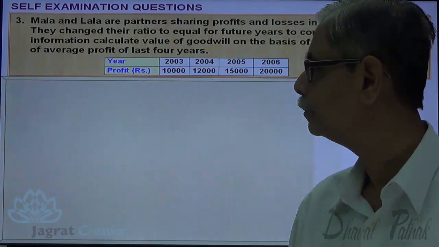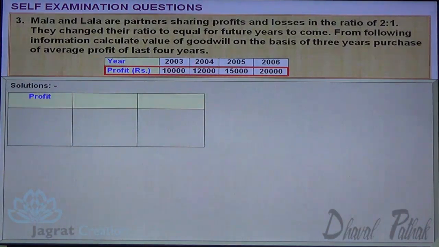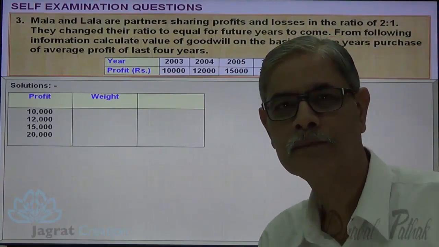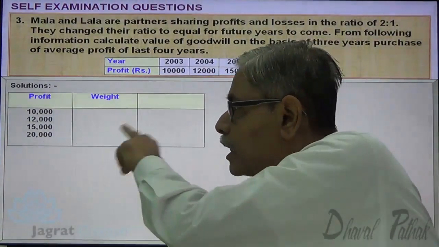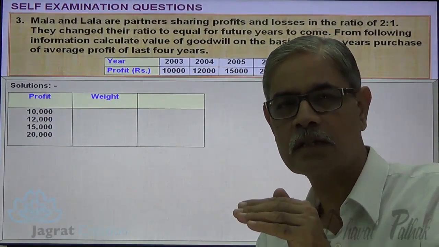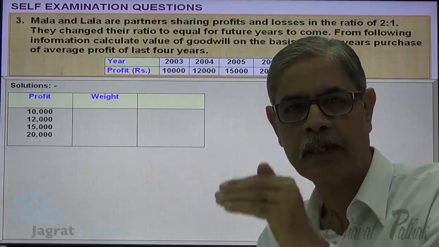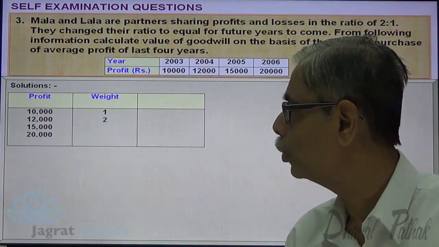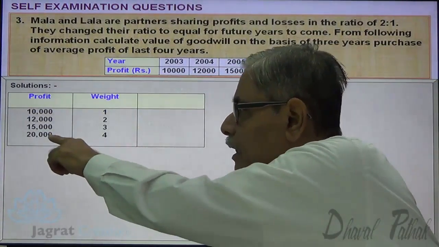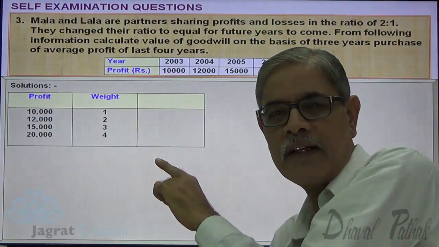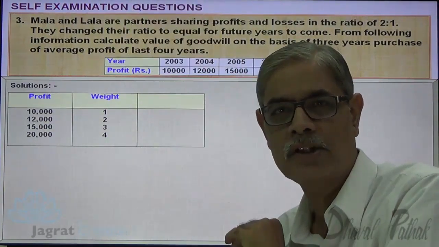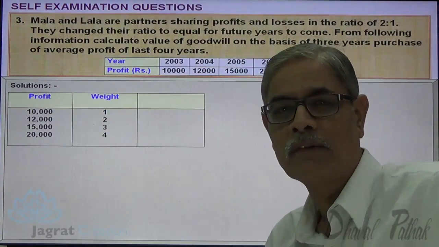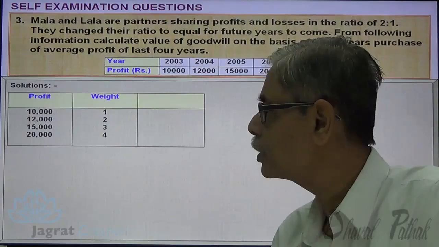Let us work it out. Profit for all the 4 years, 10,000, 12,000, 15,000, 20,000. I give weight means importance. The highest weight is to be given to the latest profit, and the lowest weight, lowest importance is to be given to the profit that is back in past. So here 1, 2, 3, 4 are the weight given. Highest weight is given to the recent profit, while the lowest weight is given to the profit that is back in past. Now I want to work out the weighted profit. So I will multiply these two columns.